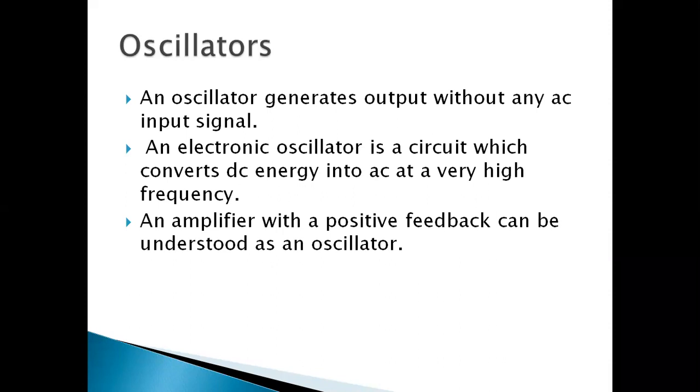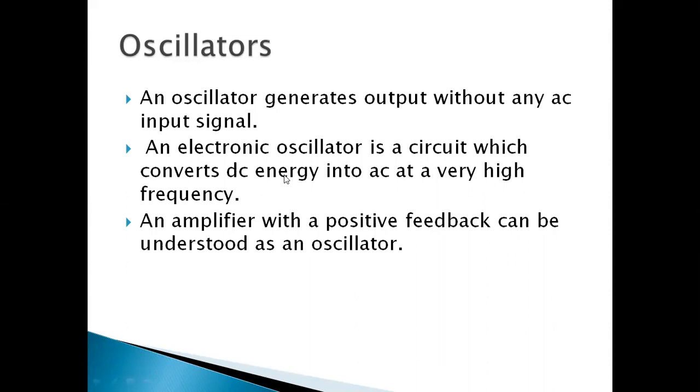So this circuit generates the AC signal without giving any AC input signal, and it also converts the DC signal or DC energy into AC signal or AC energy. Normally an amplifier operates with some negative feedback, as we know from previous units. Whereas an oscillator uses some positive feedback in order to generate the oscillations. So that is about oscillator.